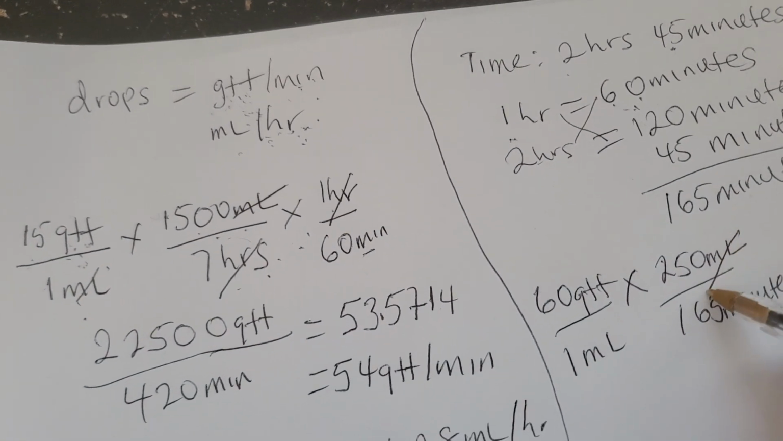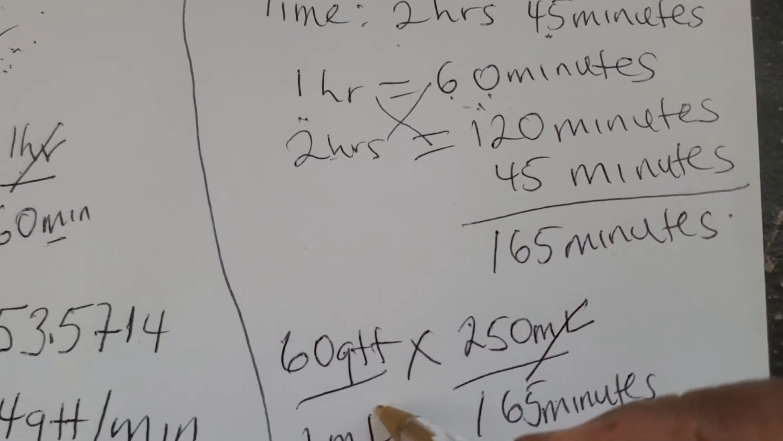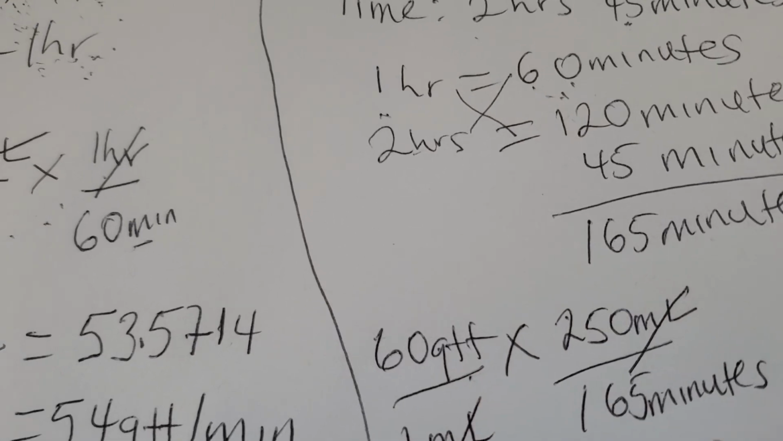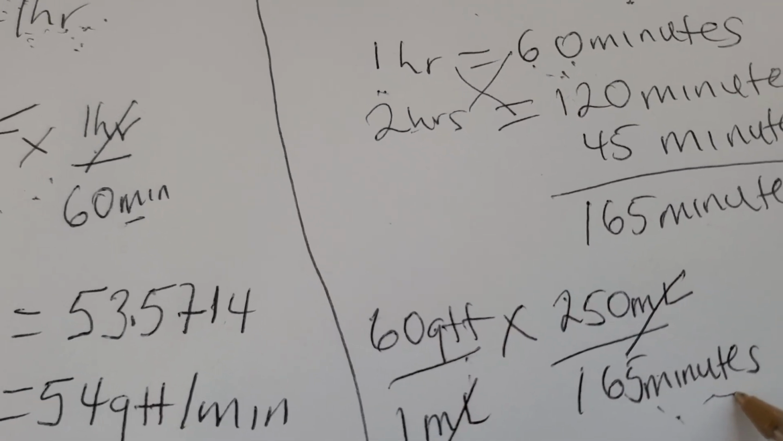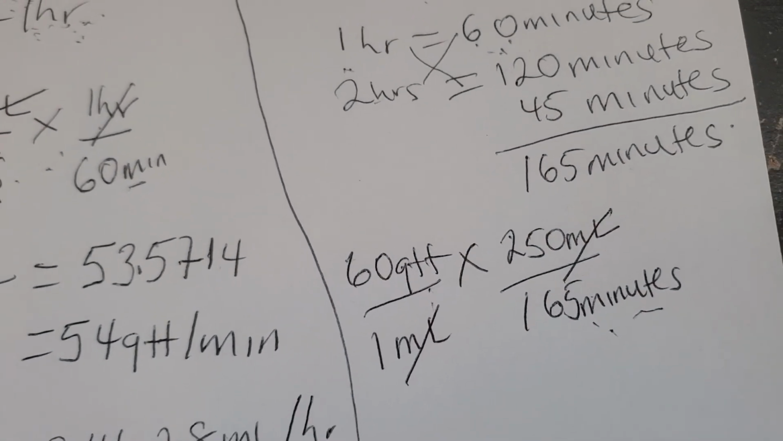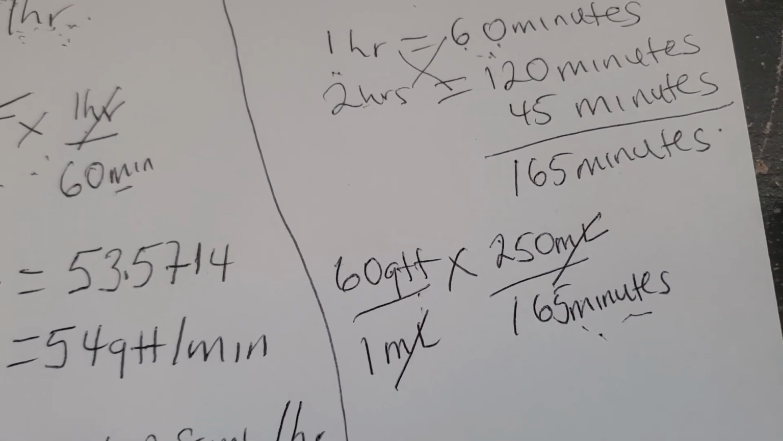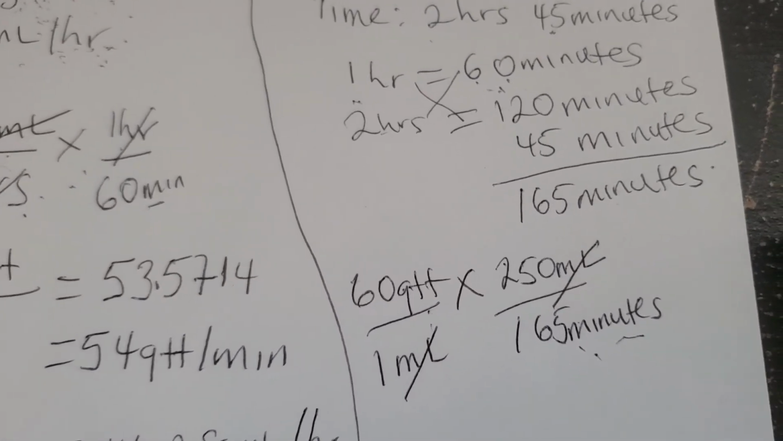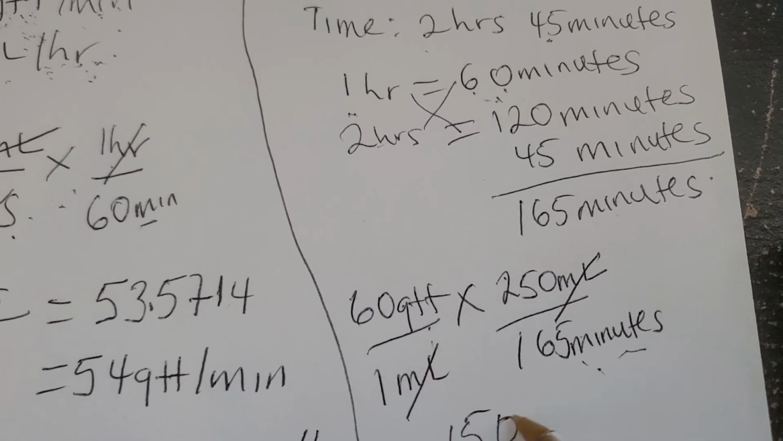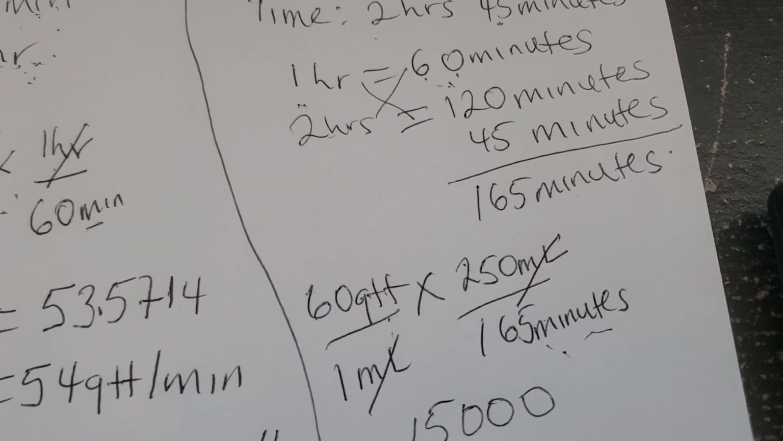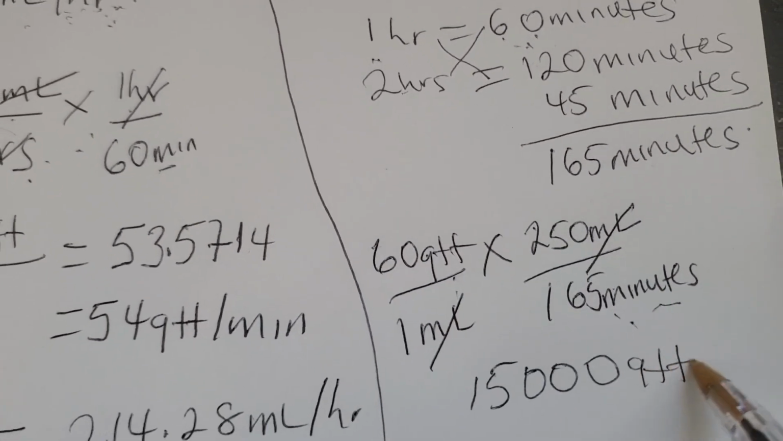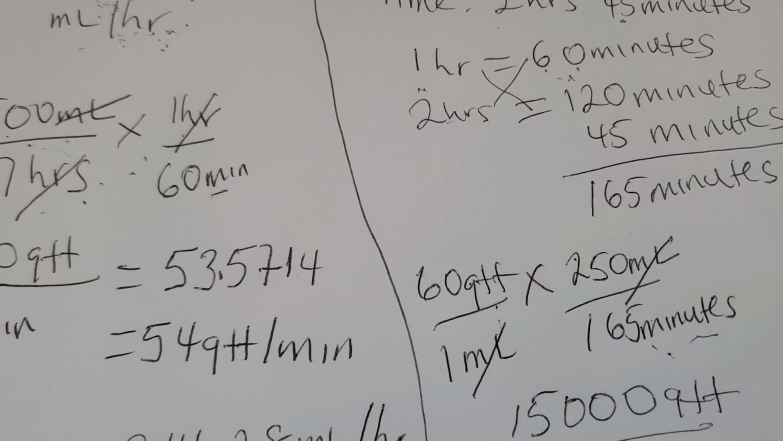Okay, ml will cancel the ml. We are left with the GTT, the drops, and then the minutes here. So let's calculate. 60 multiplied by 250 will give us 15,000. 60 times 250 gives us 15,000 drops. Okay, that's over 165 minutes.